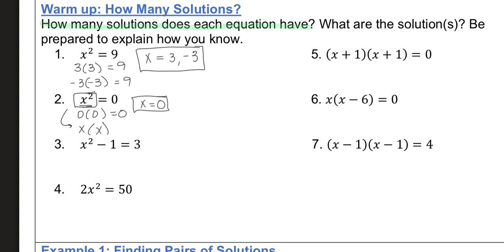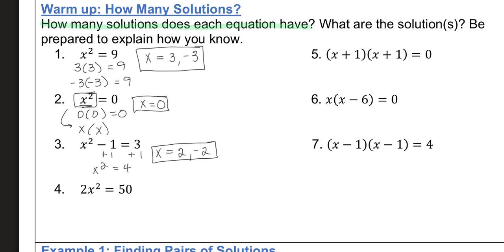Well, if I move this 1 over to the other side, we would add it. So really what we're doing is saying x squared equals 4. Well, how can I get 4 if I multiply a number by itself? We could do 2 times 2 or negative 2 times negative 2. So here x could equal 2 or negative 2.